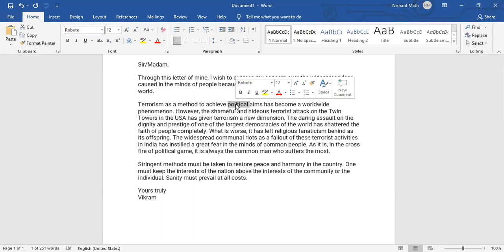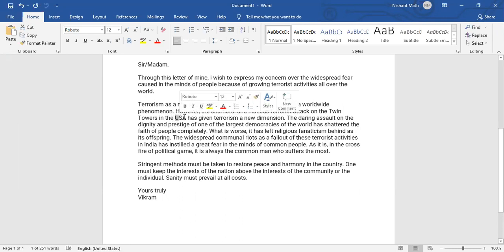Terrorism as a method to achieve political aims has become a worldwide phenomenon. Factor, phenomenon, there are different meanings for this phenomenon, factor or acceptance, like that. However, the shameful and hideous terrorist attack on the Twin Towers in the USA, behind the United States of America or the USA, both are correct, has given terrorism a new dimension because it was a large scale attack.